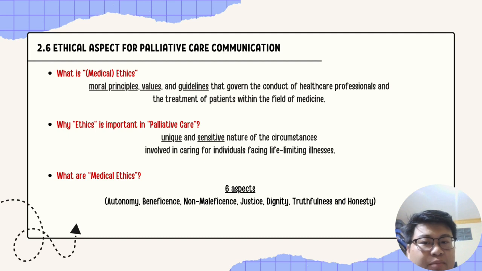And why is ethics important in palliative care? We need to go back to the basics: every human is unique, and there is the sensitive nature of their circumstances and those involved in caring for individuals facing life-limiting diseases. And the last one is, what are medical ethics? Medical ethics have six aspects such as autonomy, beneficence, non-maleficence, justice, dignity, and truthfulness and honesty. And the more details will be explained by my friend.